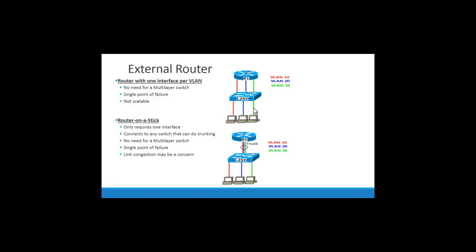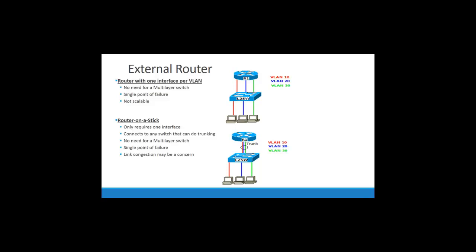The advantages, I guess, if you don't have a multi-layer switch, you don't have to go buy one. But obviously, some of the big drawbacks are the router itself is a single point of failure, and it's definitely not scalable. If you have even 5 VLANs, this becomes kind of out of hand. And that is a lot of processing for the router.